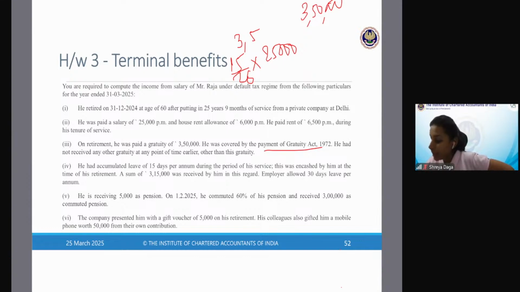Is DA forming part over here? Under the Payment of Gratuity Act, is DA forming part relevant? No. Okay. Is there at all a DA in the sum? No. So anyway, it is not relevant. But if there was a DA, you had to take the full thing, because you are under a situation where the person is falling under the Payment of Gratuity Act.